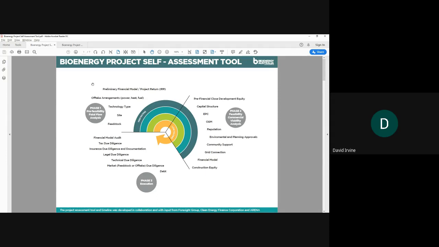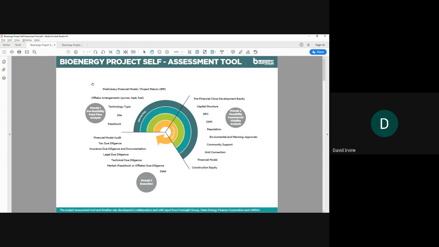Community support is critical. Safe to say social license to operate is something that can't be forgotten in these sorts of projects and has to be dealt with. Otherwise, investors just unfortunately won't look to invest in projects. Grid connection, if required, whether that's gas grid or electricity grid, or there might even be behind the meter solutions. The financial model, again, that's looking for an updated financial model. So hopefully by that stage, you've got more certainty or clarity around your key inputs and therefore outputs too. And then construction equity if required as well.